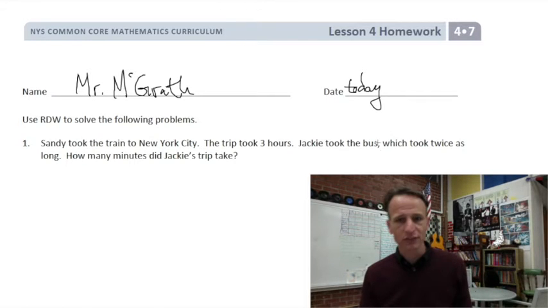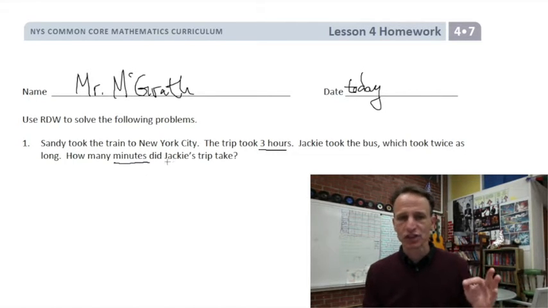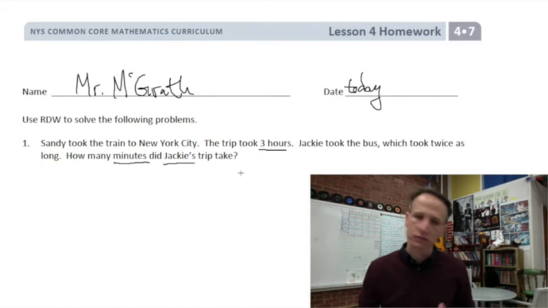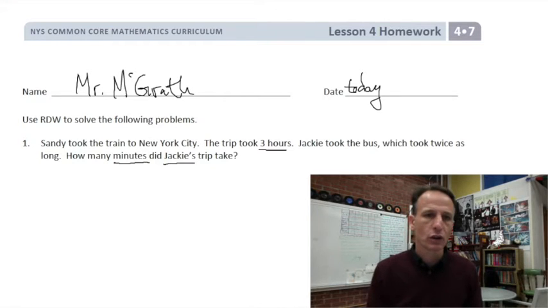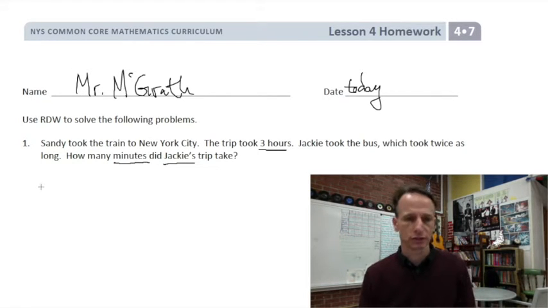So a couple things we have to look at there. How many minutes is what we're looking for, because we're told 3 hours, but our question is how many minutes, and we're just looking at Jackie's trip. Not the two of them together, the difference between them, or anything like that. So let's draw a beautiful little tape diagram.